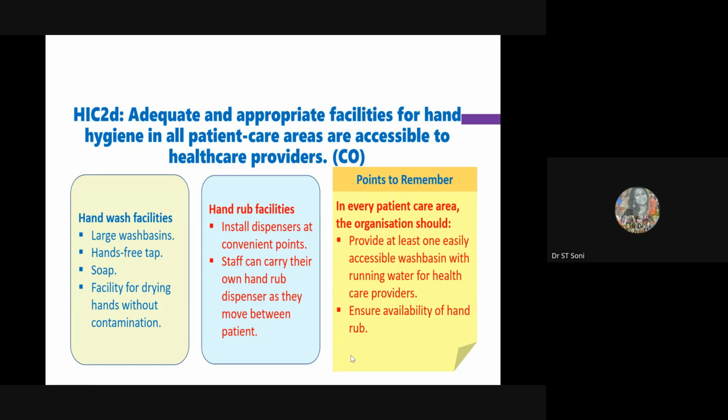Hand rub facility, dispensers at a convenient point, or staff can carry it along with themselves. And in every patient care area, at least one easily accessible wash basin with running water facility is very, very important, because if you don't give this, then we should not expect compliance to it, because this is the basic facility which is supposed to be provided.